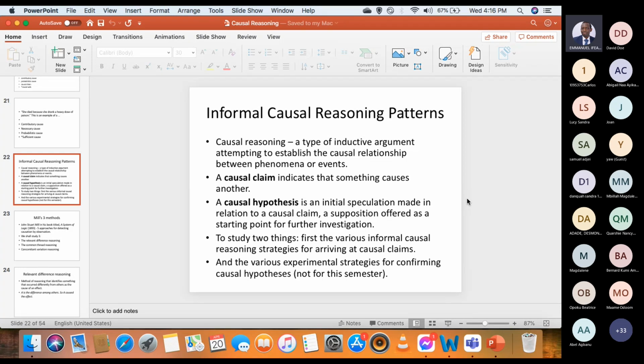So now we're supposed to study two things. First, we're supposed to look at various informal causal reasoning strategies for arriving at causal claims. How do we arrive at our causal claims? When we claim that something caused another, how did we arrive at that? And then we're supposed to study the various experimental strategies for confirming causal hypotheses, but not for this semester. So we're not going to look at that in this class. That's a more advanced study. So we're just going to look at one thing in this class, the various informal causal reasoning strategies for arriving at causal claims. So let's look at them right away.